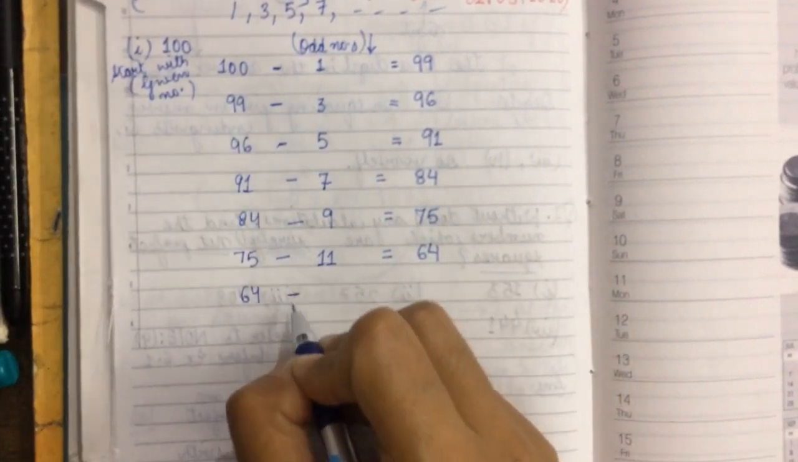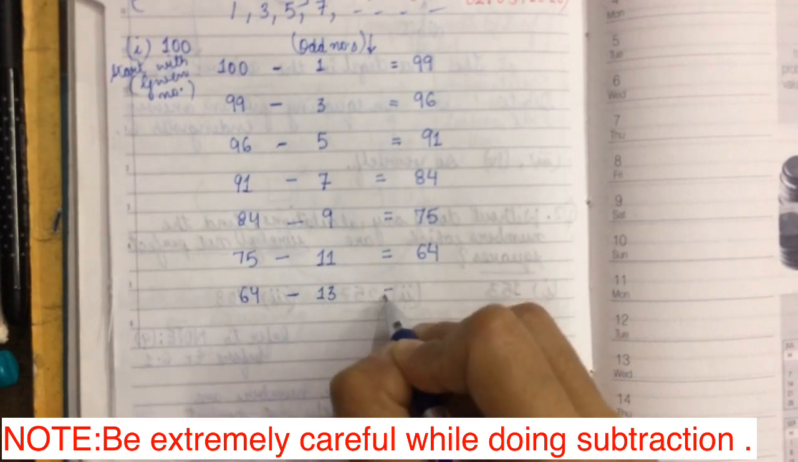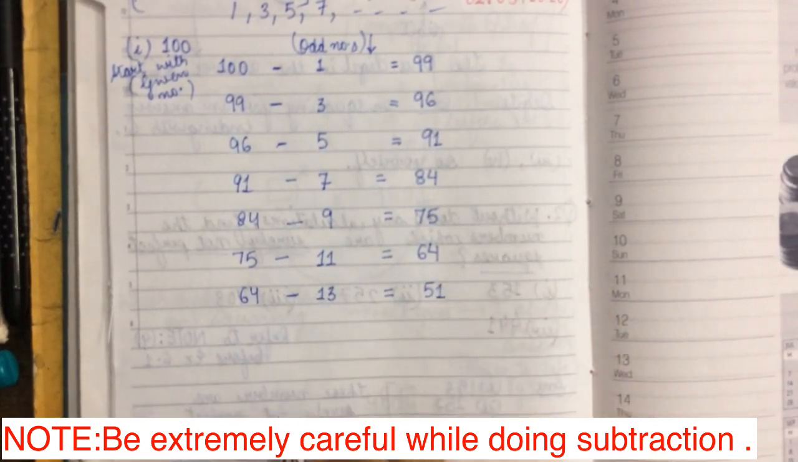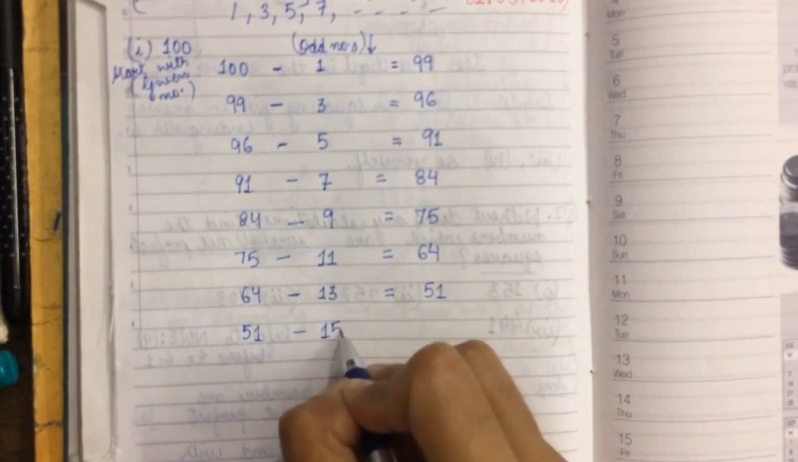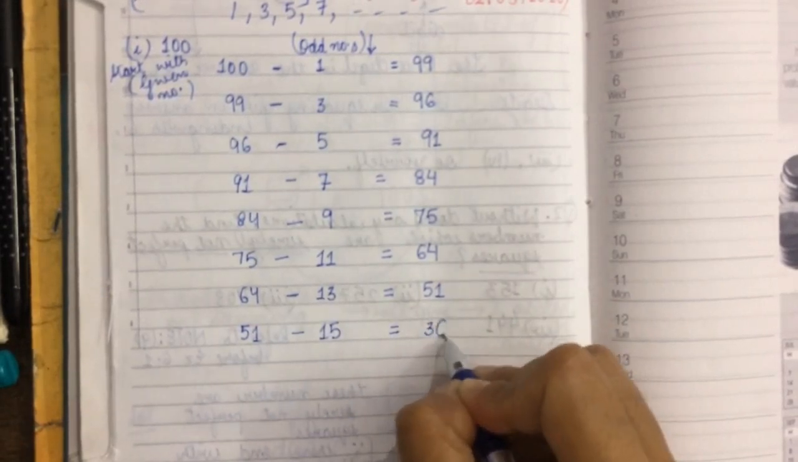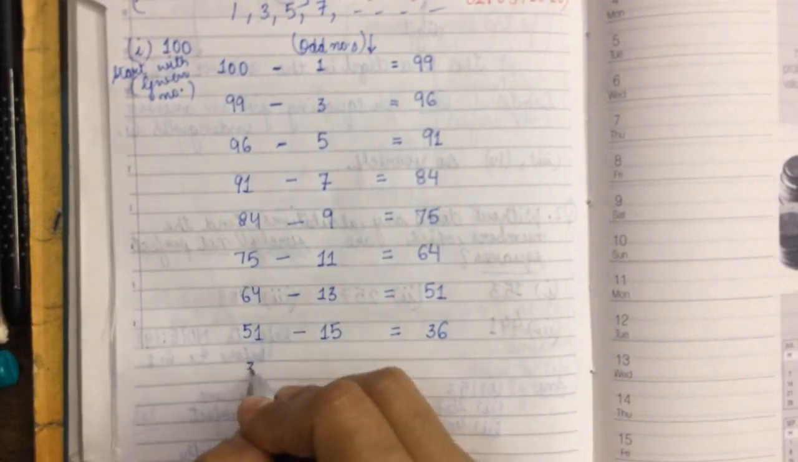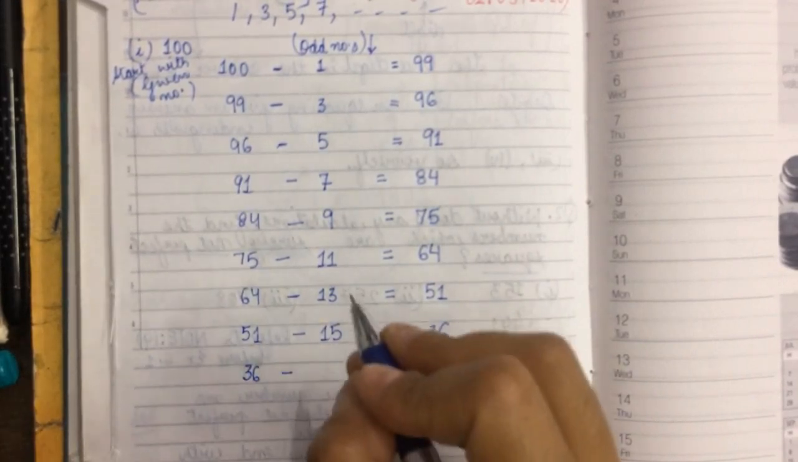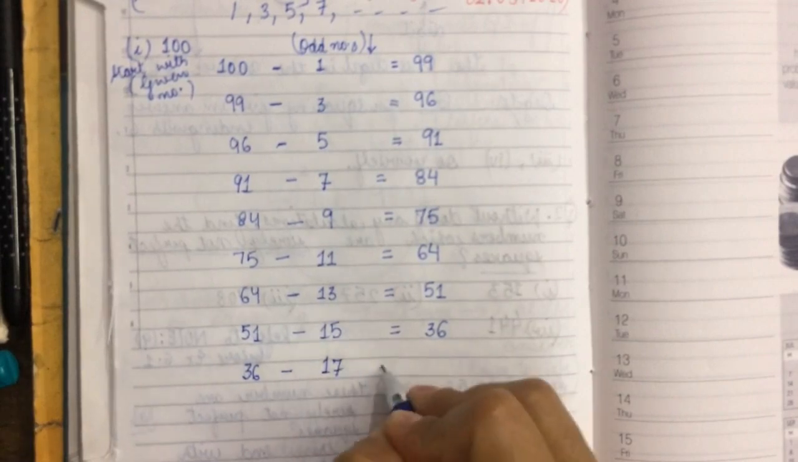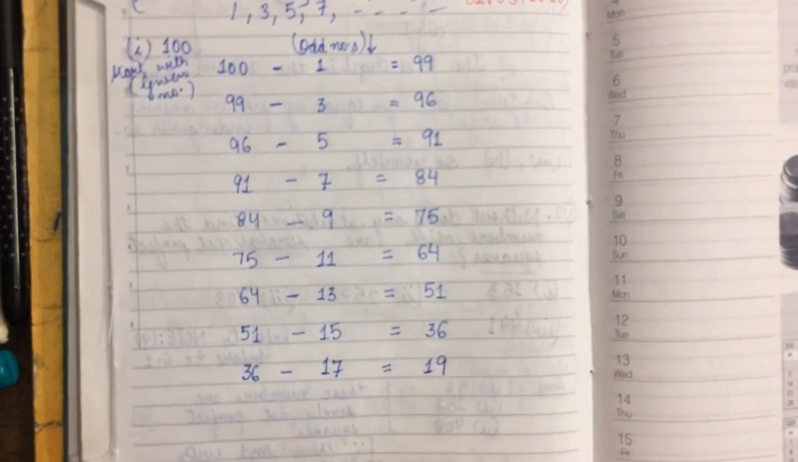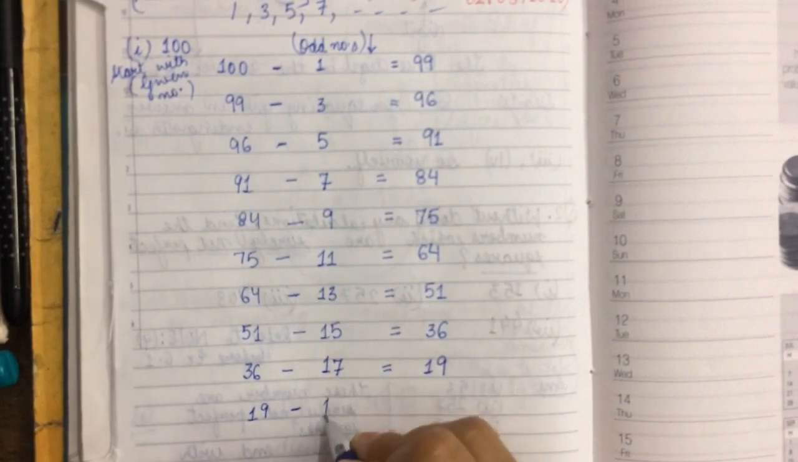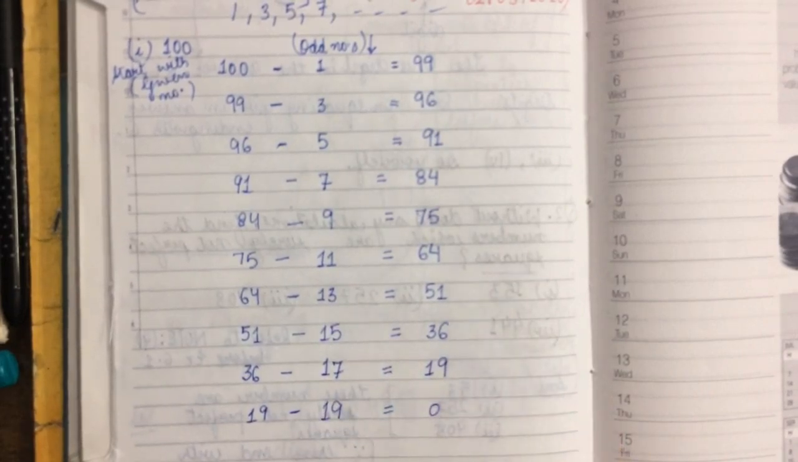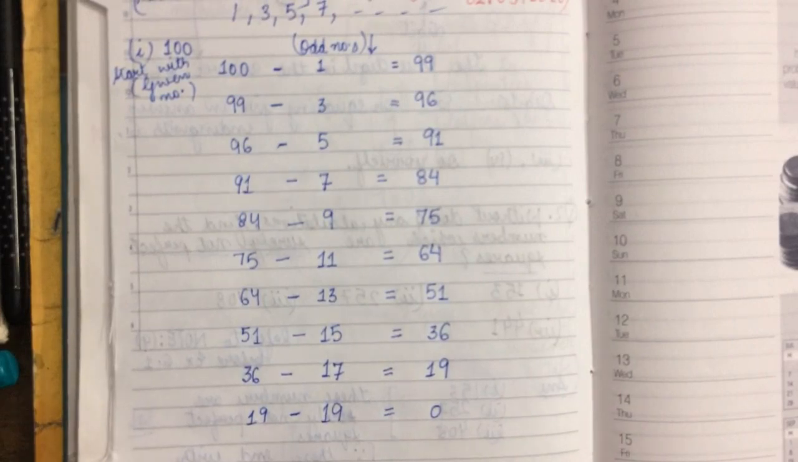Take your answer, subtract the next odd, which is 13. You get 51. Then 51 minus the next odd, 15. This gives me 36. 36 minus the next odd, 17. This gives me 19. Now take your answer, 19 minus the next odd, which is 19. This gives me 0. I have reached 0. And this is where I stop.